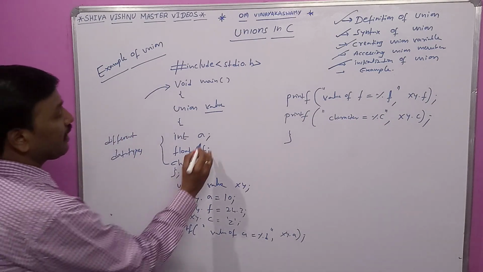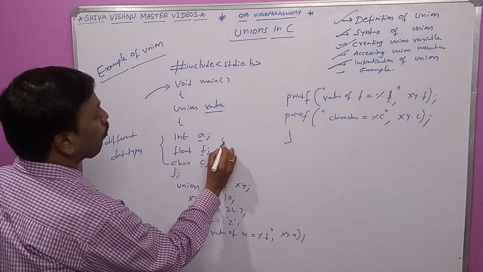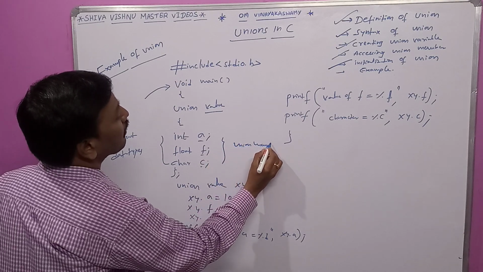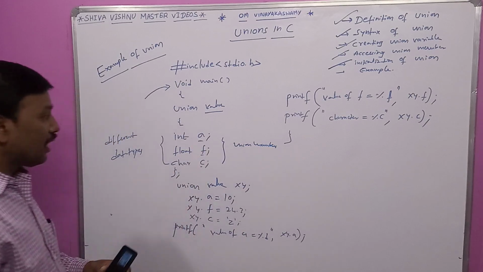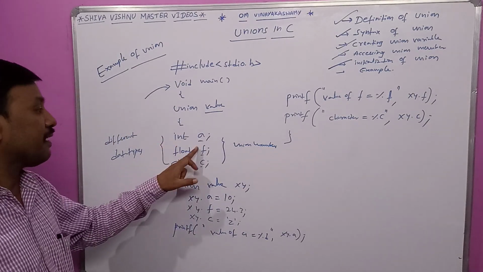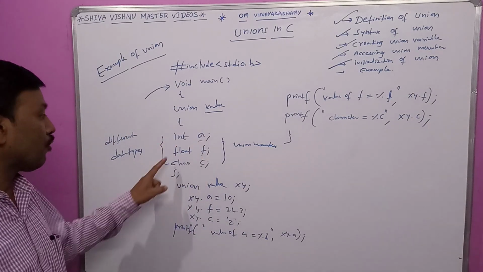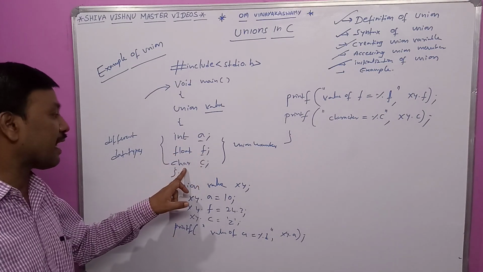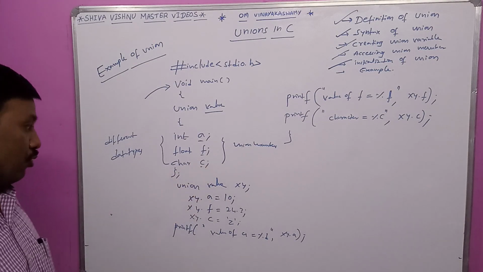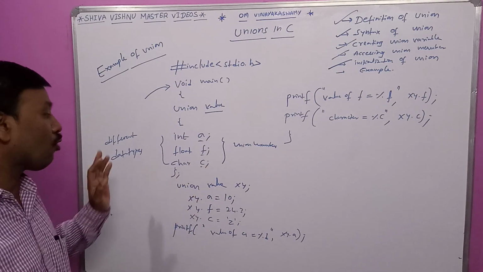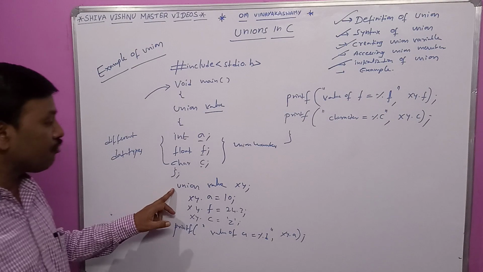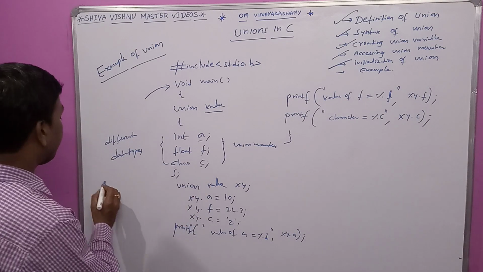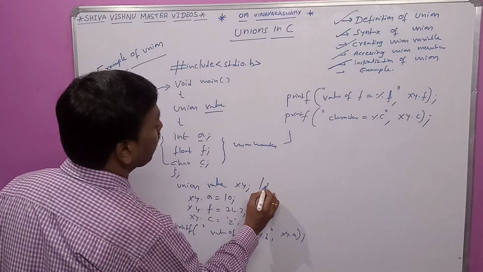Here you can see f and c. These are all the union members. Now you can see int, variable name, semicolon, float f variable semicolon, character c semicolon. Close the brace with a semicolon, which is a must. Here you can see union value. Here we are creating.